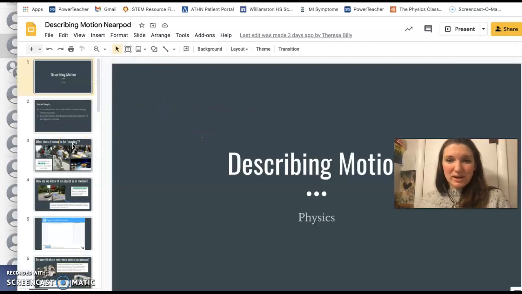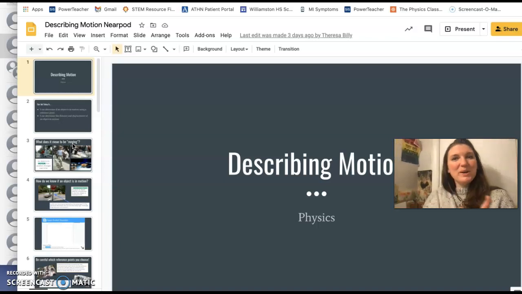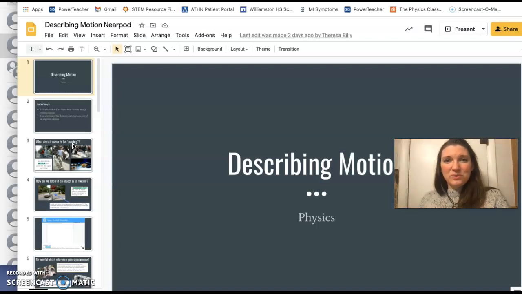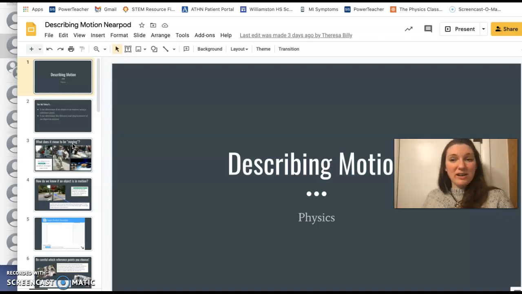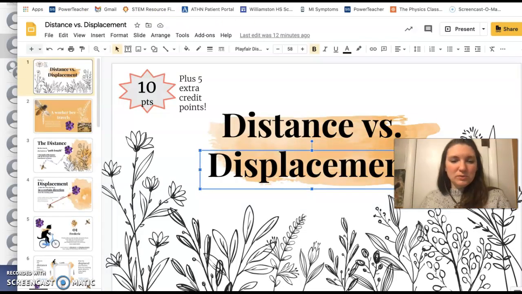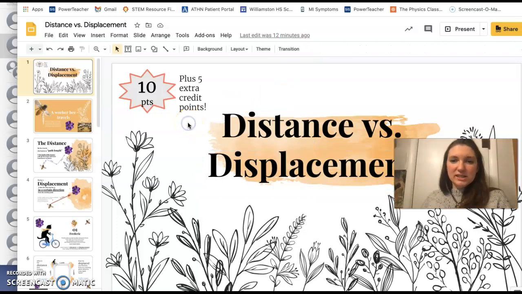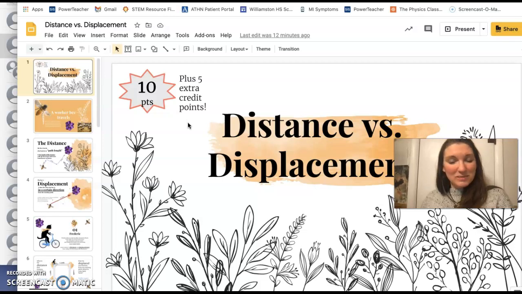Basically what we're doing is we're taking what we know about describing one line of motion, and we are going to actually start talking about how we would graph multiple directions, right? So you can go north, south, east, west, that kind of thing. And then in the afternoon, we're going to take that knowledge and we're going to talk about distance versus displacement, which is something you'll learn about in a minute.